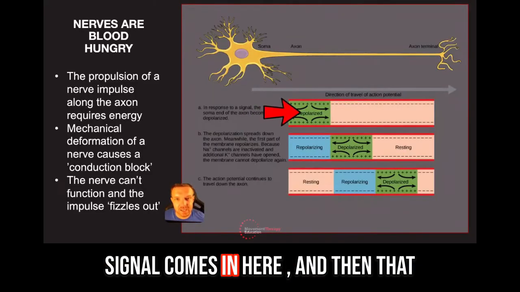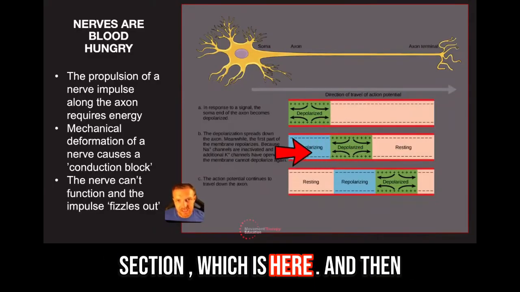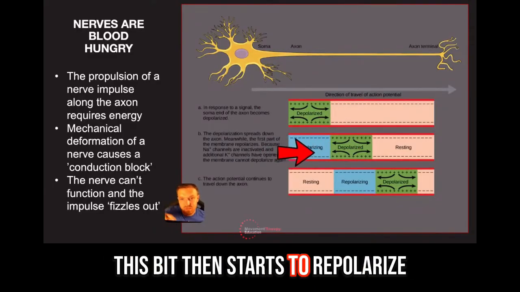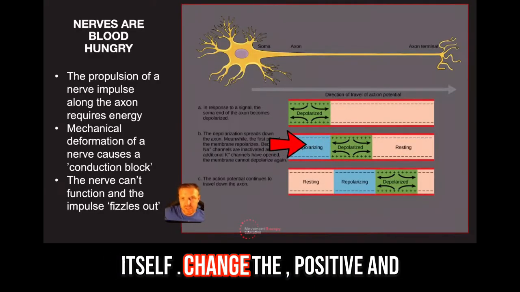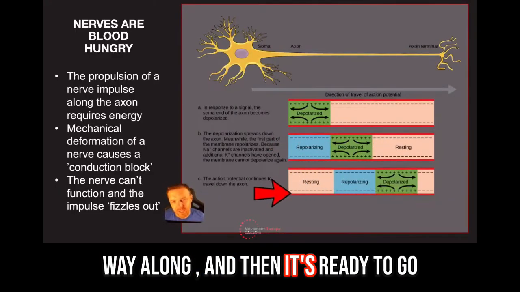The signal comes in here, and then that signal is passed on to the next section, which is here. Then this bit starts to repolarize itself, changing the positive and negative charges, and then all the way along, and then it's ready to go again.